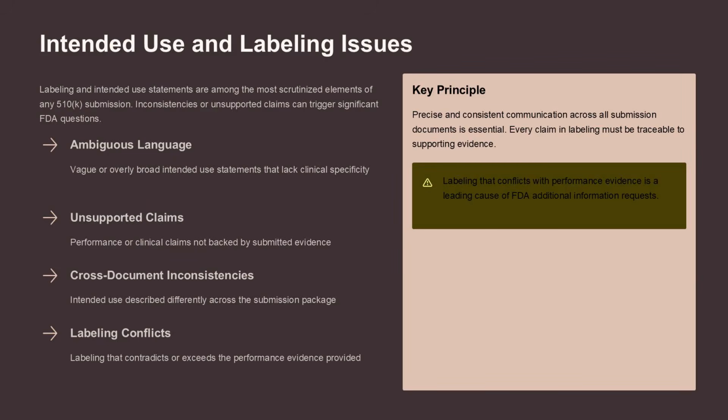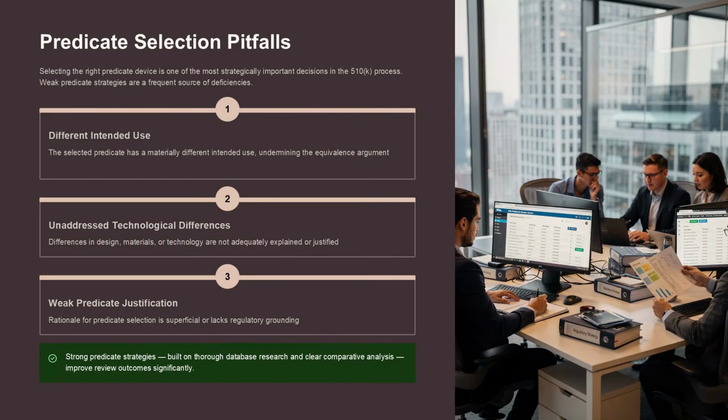Labeling and intended use statements are critical in 510(k) submissions. Ambiguous language or unsupported claims can lead to significant FDA questions. Consistent communication across documents is essential. Selecting the right predicate device is crucial in the 510(k) process. Differences in intended use or technological aspects must be adequately explained to avoid deficiencies.